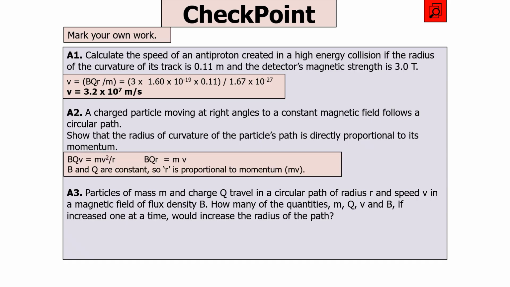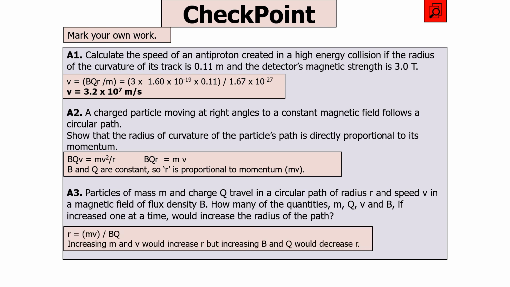In this next question, we know BQV equals mv squared over r equals the force. So BQR equals mv. So therefore, R equals mv over bq. As B and Q are constant, R is proportional to mv. And then finally, we know R is equal to mv over bq. So increasing m and v would increase R, but increasing B and Q would decrease R.